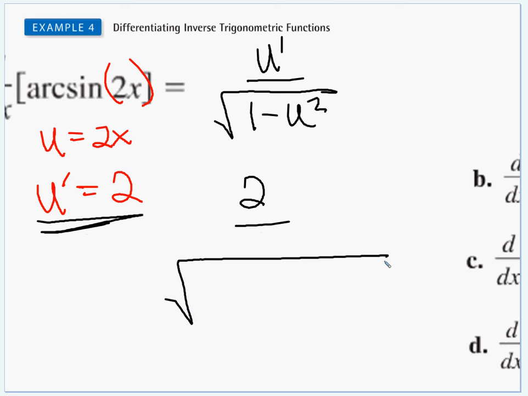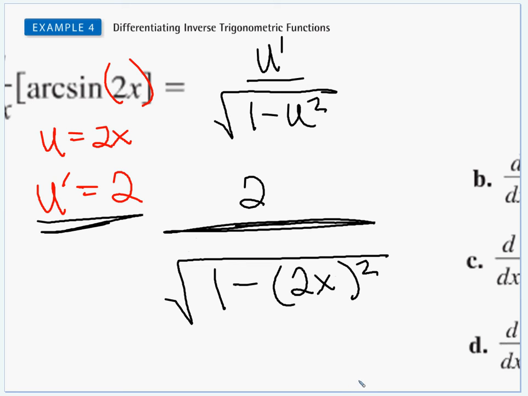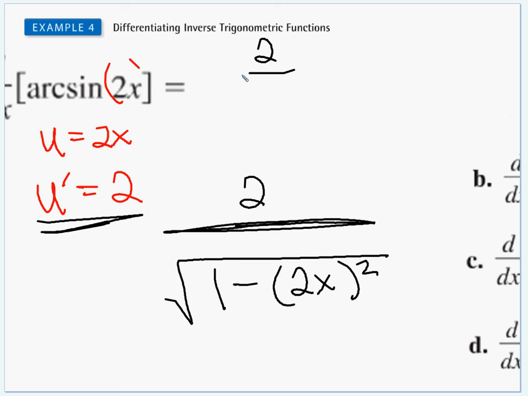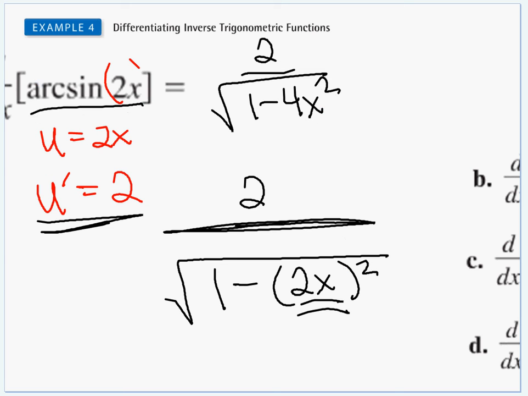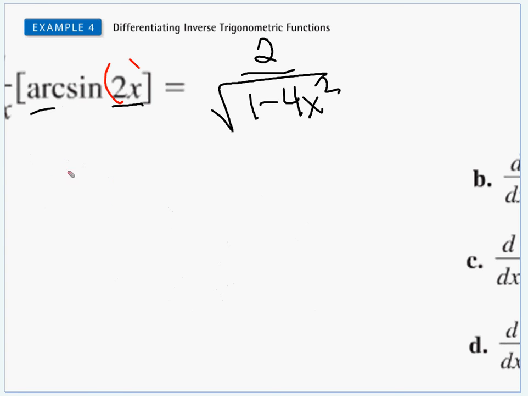And then we're going to have a radical. And under that radical is 1 minus. Now be careful here. That's some u squared, and we're going to put the 2x in there. Now, if you leave it like this in your homework or on a test, I'm going to knock off a point or maybe a half a point, because we should simplify that. It's just good manners. So our numerator 2 over radical 1 minus 2x times 2x is 4x squared. And there's our derivative of arc sine 2x. Find your u, find your u prime, plug and chug in a formula.